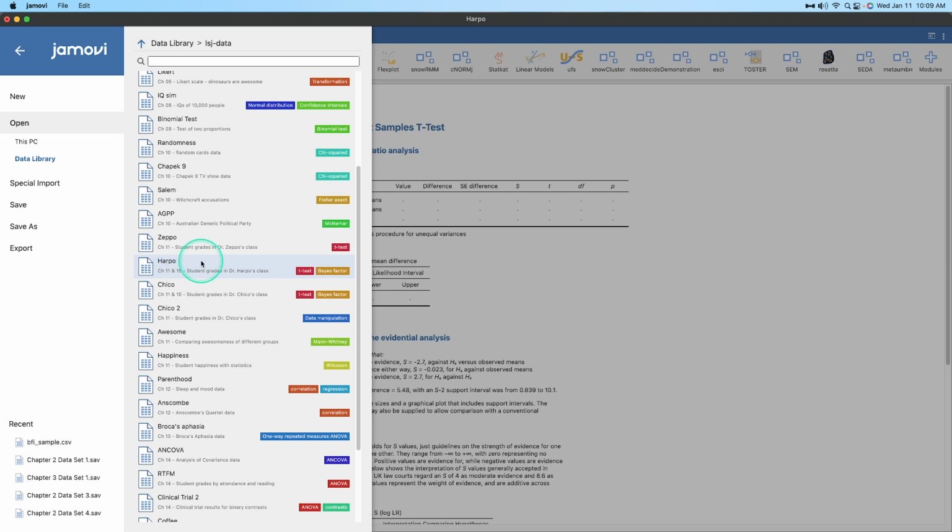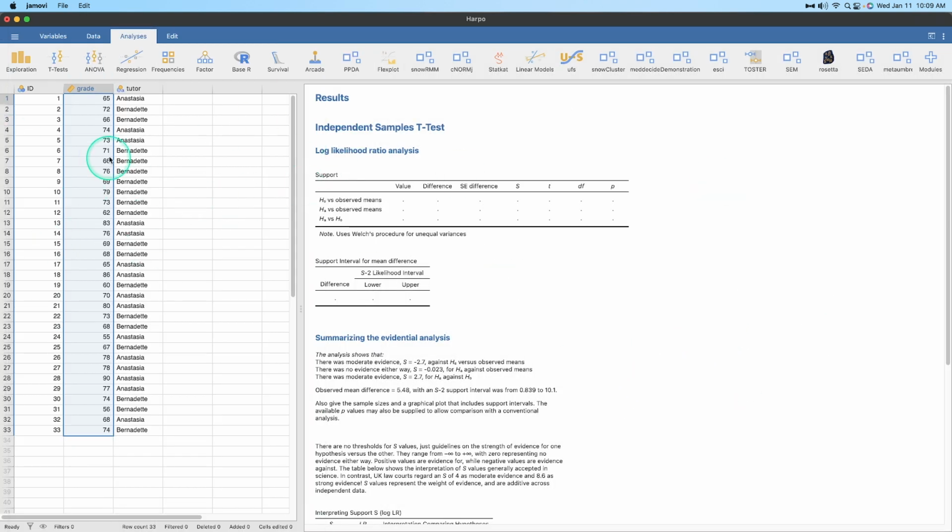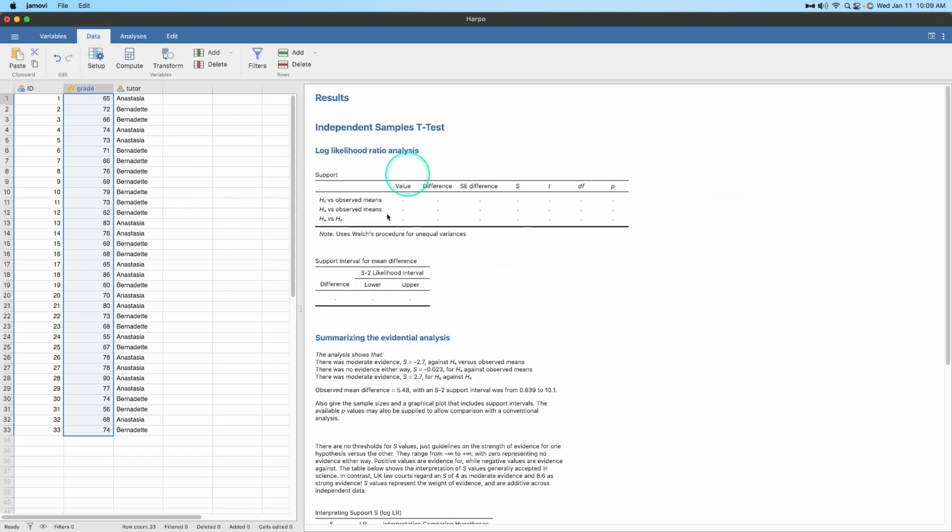And I just opened up the Harpo data set because the Harpo data set from this set of creators is for independent samples t-test. And so that's why we want to open it here. So I opened that there. It's already open, so I'm not going to click on it. But you would click on it. It would open up a new window, and it will give you this information. Of course, I just have the data here, so ignore the results tab.